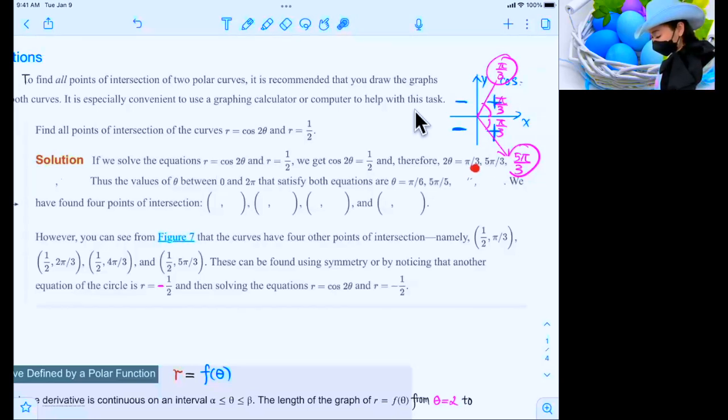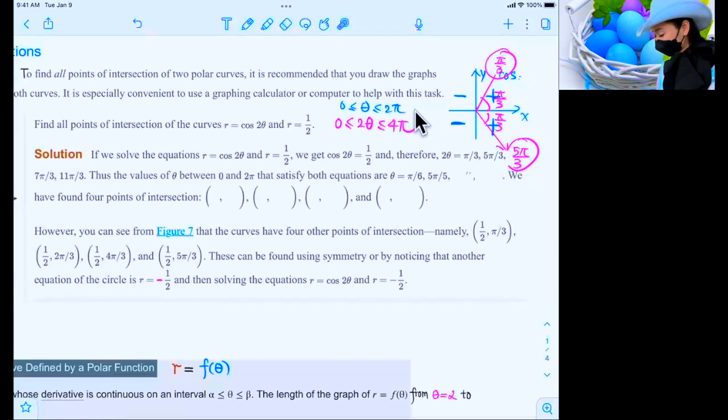Actually, you should get more than this. Because we know that theta is from 0 to 2 pi, then 2 theta is going to be from 0 to what? 4 pi. So over here, we only went from 0 to 2 pi for 2 theta, and we can continue. If I continue, that will be 2 pi plus pi over 3. What's 2 pi plus pi over 3? 7 pi over 3. One more, adding 2 pi to 5 pi over 3, what do you get? 11 pi over 3.